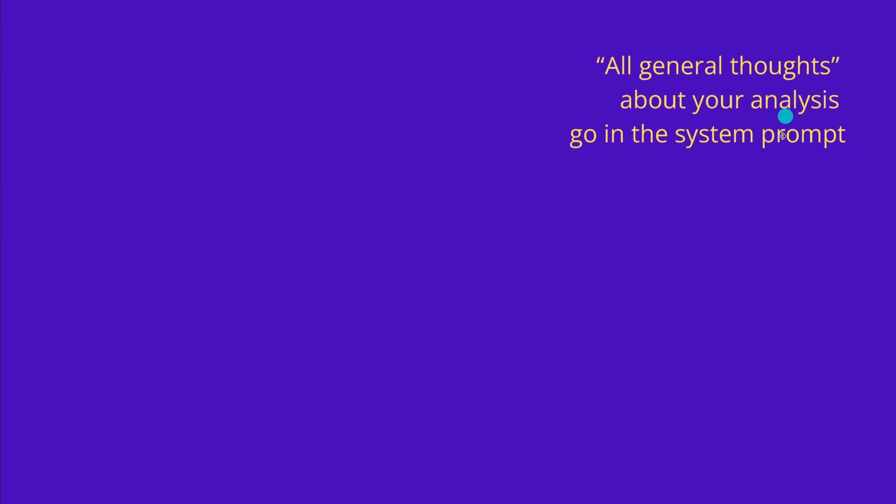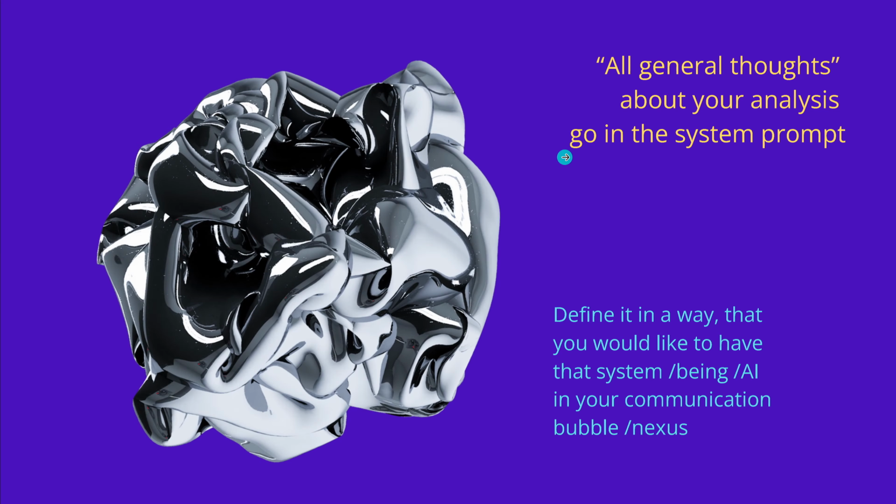Because you want the AI to suddenly morph into a stable configuration. So define it in a way that you would like to have that system, that artificial intelligence, in your communication hub, in your nexus, in your communication sphere, and you would like or enjoy to interact with this system. So, first step, your system prompt.